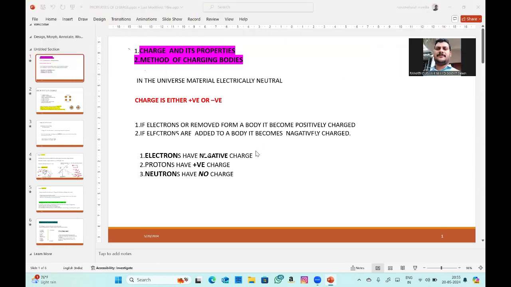As you can see here, the charge and its properties. In this class, I will discuss the charge alone. The problems related to the charge can be explained in another class.